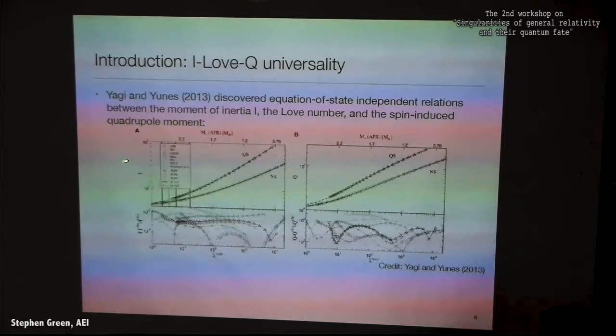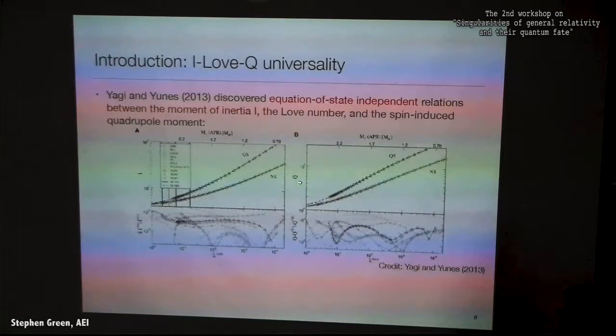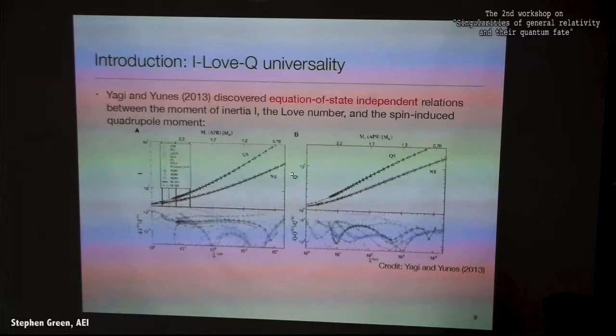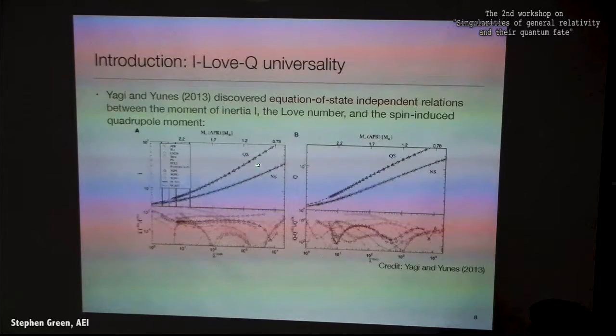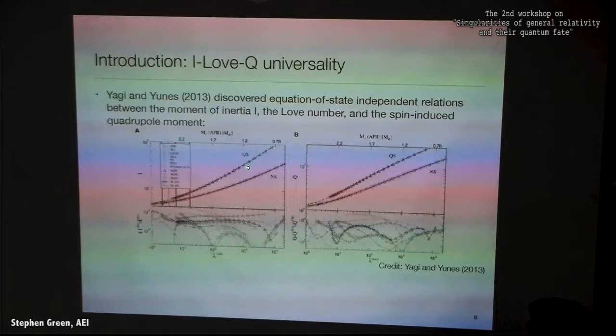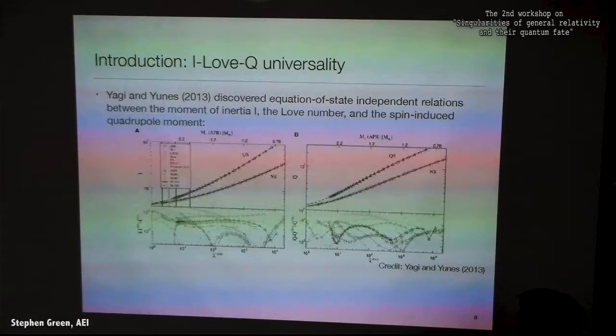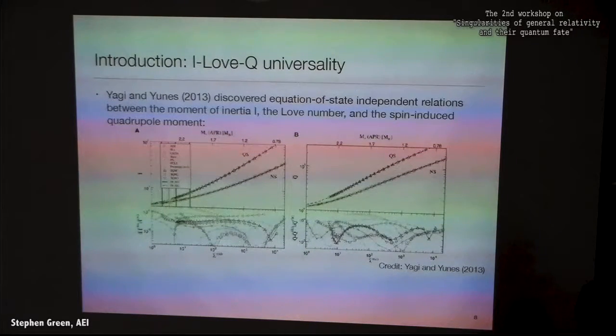So this is the moment of inertia versus the love number, and we have a similar relationship between the spin-induced quadrupole moment and the love number. So it's not clear why these hold, and the other peculiar thing is that this curve represents neutron stars, but this curve over here represents quark stars. There are different models for quark stars, and they all have their own universal relation between them.